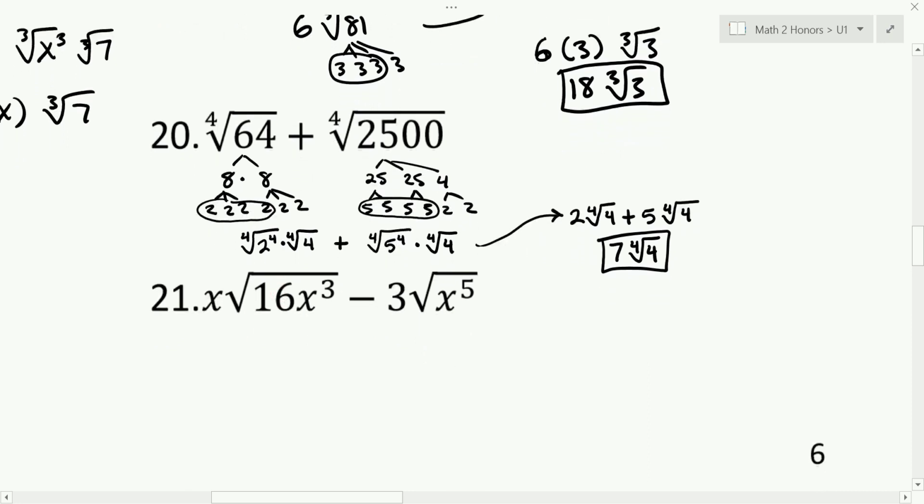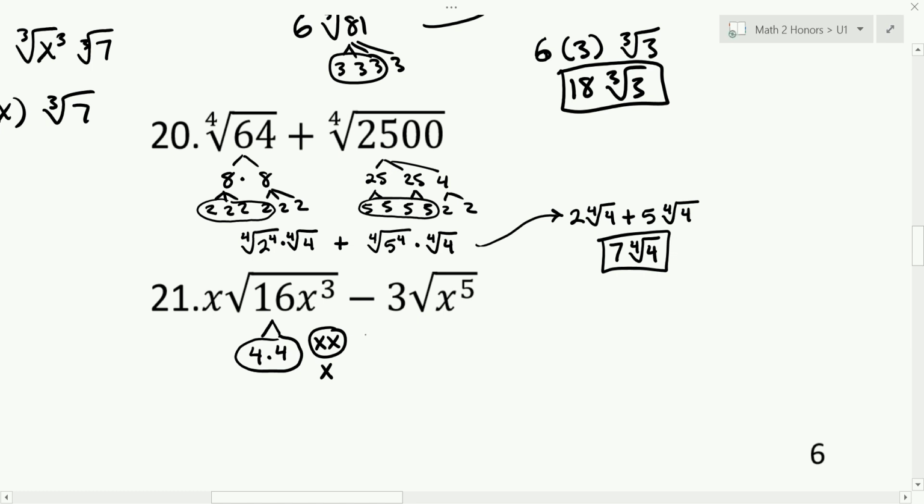And then 21. So 16 is 4 times 4. And I'm looking for a pair, so I'm just going to use that pair. You could keep breaking it down, but don't need to. X cubed. I have a minus sign this time, not a plus sign, but it still works the same.